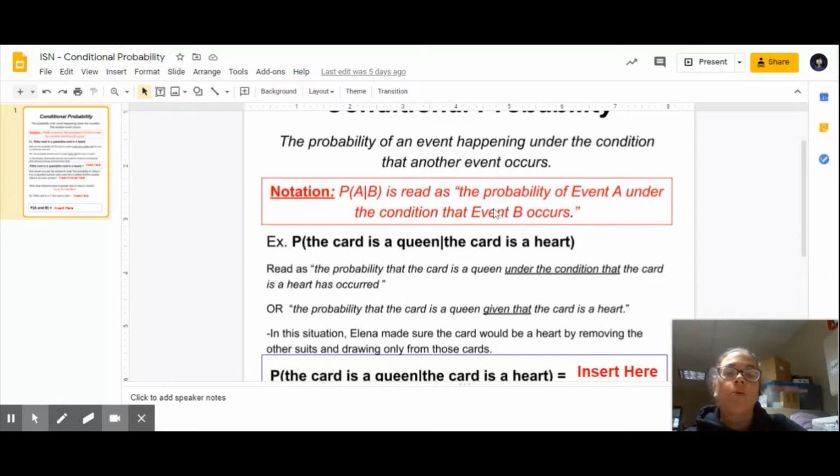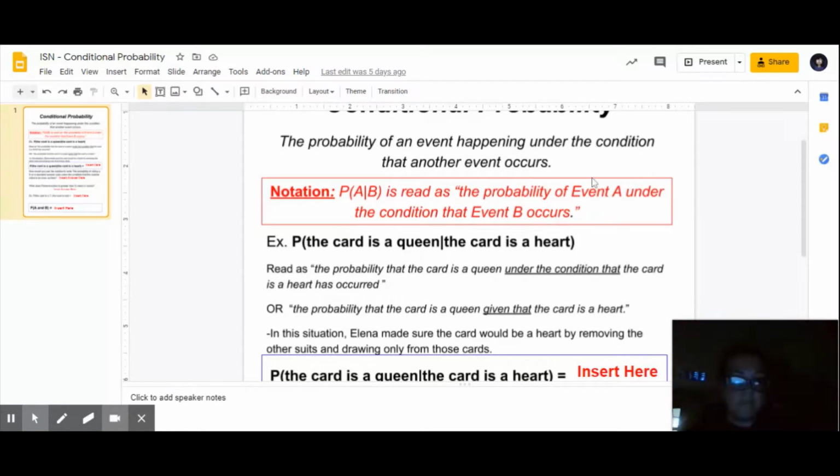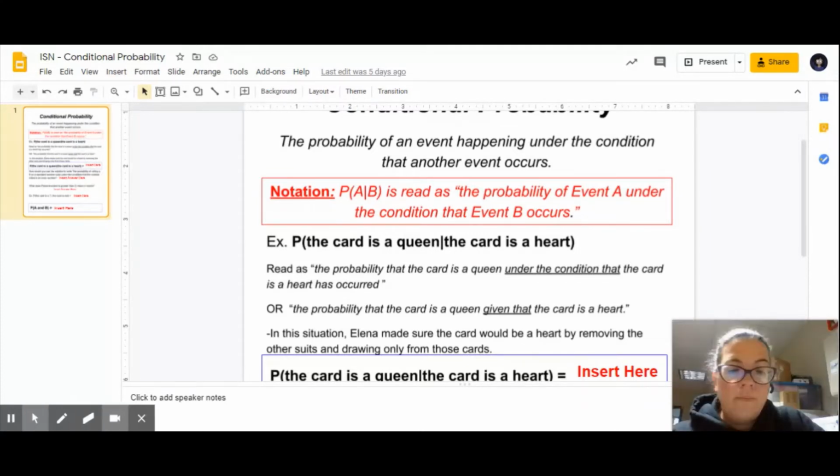There are different ways of reading this. This is a very formal way of reading A/B, but there are definitely other ways to read it out loud. We're going to go through a couple examples. Here's an example: P of the card is a queen / the card is a heart. This is read as the probability that the card is a queen under the condition that the card is a heart has occurred. Or you can read it this way, which is the one I prefer: the probability that the card is a queen, given that the card is a heart.